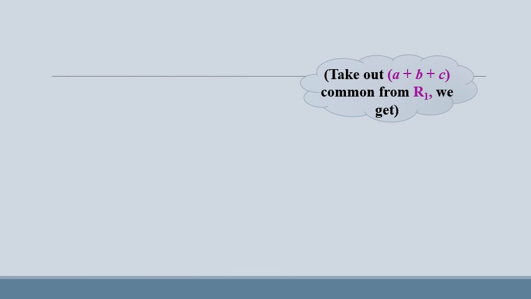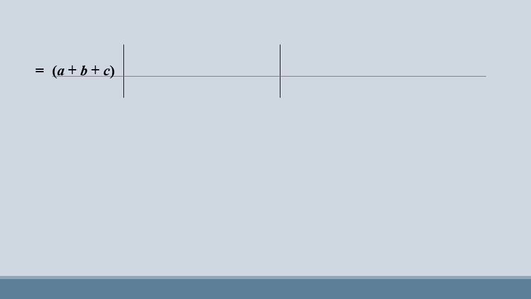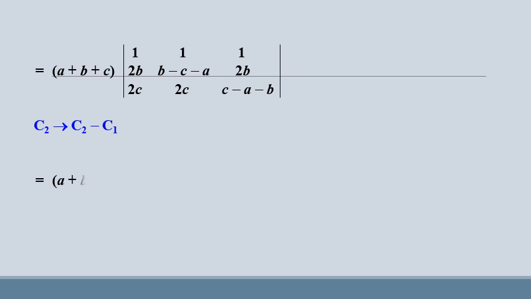Next, second step, we will take out the common factor a plus b plus c from the first row. So the elements will be 1 1 1, 2b, b minus c minus a, 2b, 2c, 2c, c minus a minus b. Next we will apply the property on C2, that is C2 implies C2 minus C1.